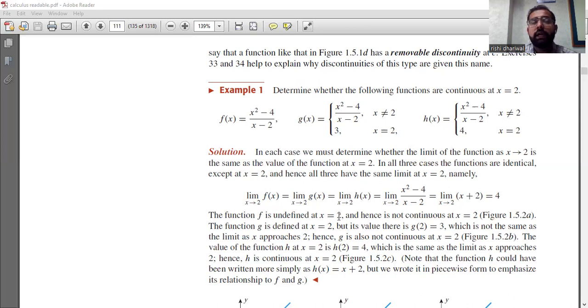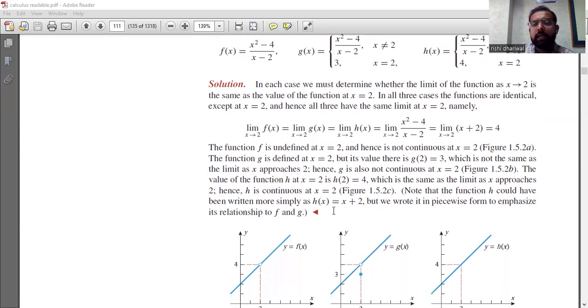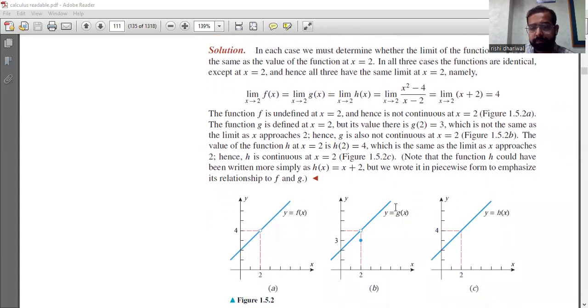But f(x) is undefined at x = 2, and hence it is not continuous at x = 2. And g(x) is defined, but the limit is not equal to g(2), which is not the same as the limit. Hence g is not continuous. But h(2) is equal to 4, which is the same as the limit as x approaches 2. Hence h is continuous. Note that the function h could have been written more simply as h(x) = x + 2.